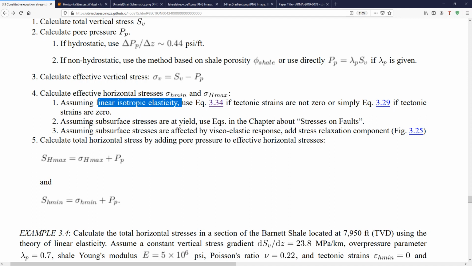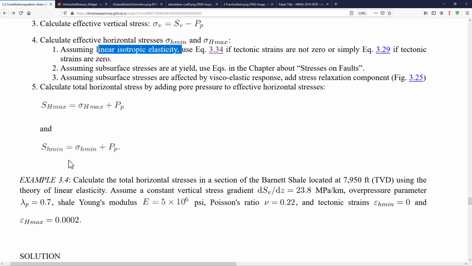Here I'm adding two other cases which we haven't seen yet, but I just wanted to emphasize that this method, this workflow, is general. It's valid for any constitutive relationship that you are using. In our case, we're using the first one, linear isotropic elasticity. After you get your effective horizontal stresses, you add pore pressure, and now finally you have your total horizontal stresses.